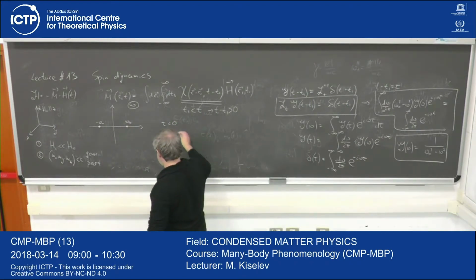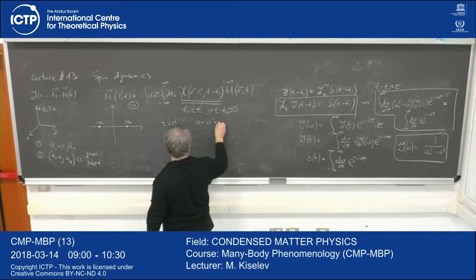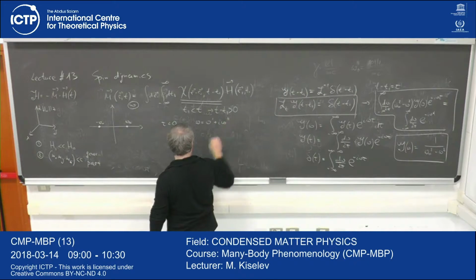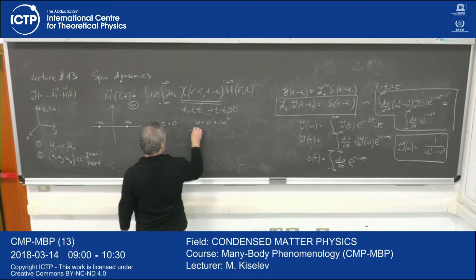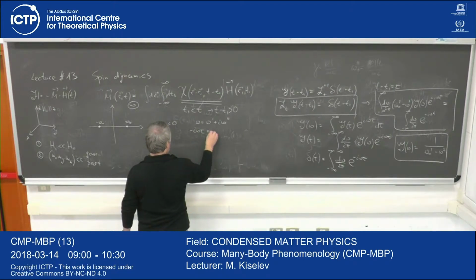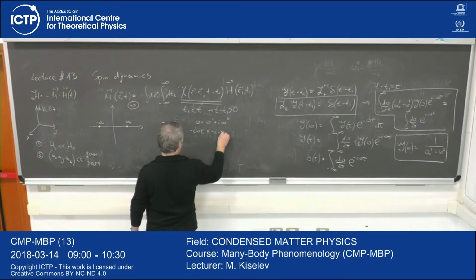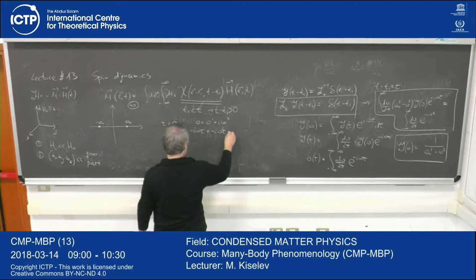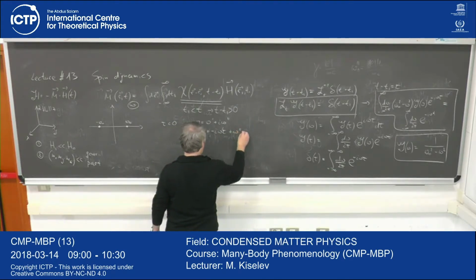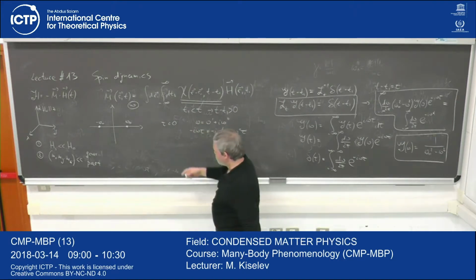I have omega equal to omega prime plus i omega double prime. This is a complex variable. Therefore, minus i omega tau equals minus i omega prime tau plus omega double prime tau. Sorry.